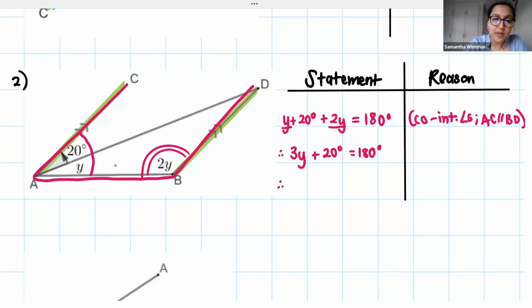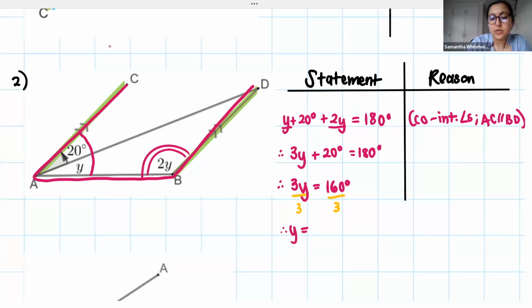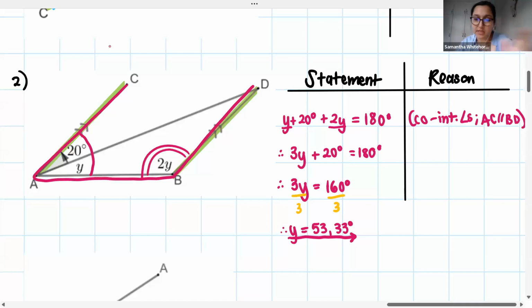We're going to subtract 20 on both sides. We're doing inverse operations, giving us 3y equals 160. Again, inverse operations tells me that I need to divide both sides by 3 in order to solve for y. And so y is equal to 53,33 degrees. You round it off to 2 decimal places, it's 33. If you put the little dot on top of the 3 to show that it's recurring, that's absolutely fine as well, not a problem. Either way, that's what we get.